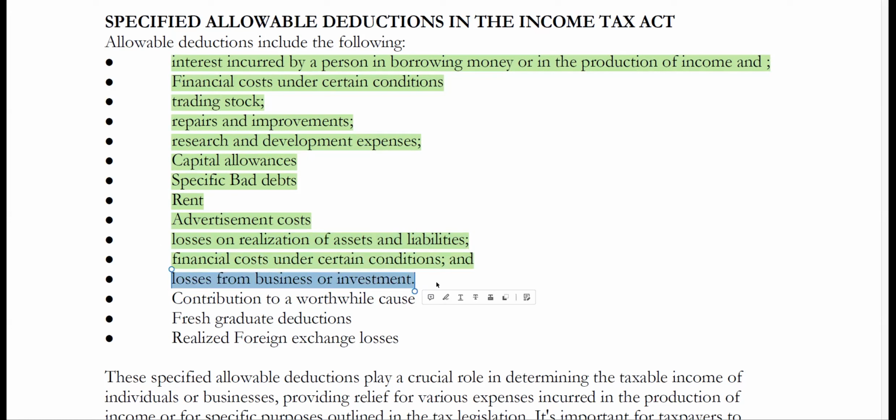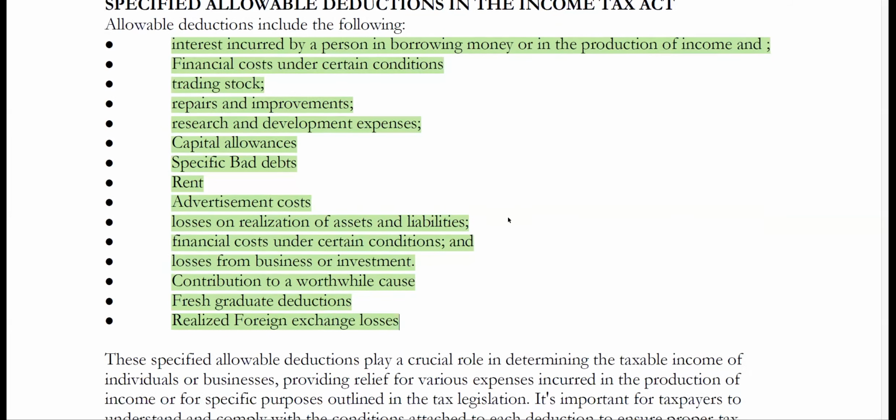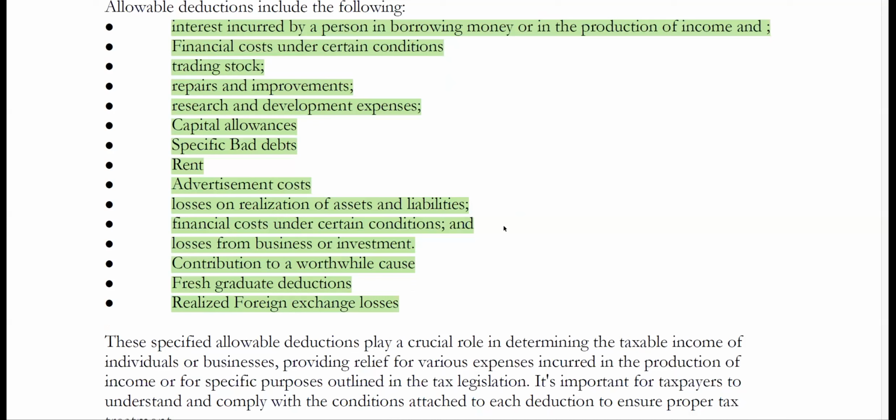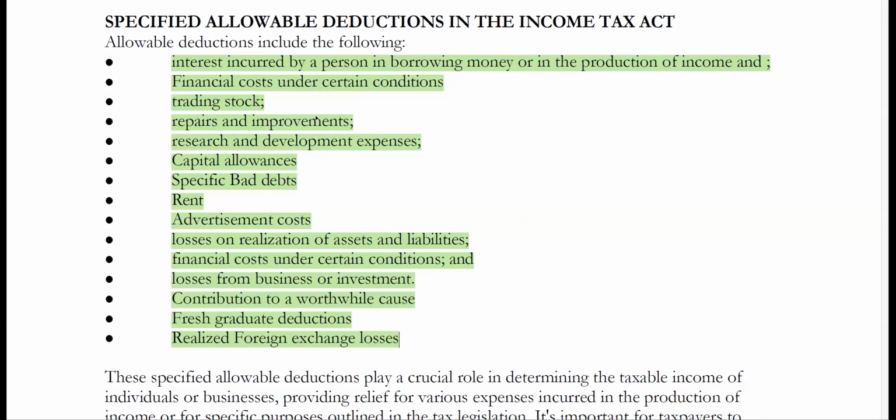Losses from business or investment that can be carried forward. Contributions or donations to a worthwhile cause. Fresh graduate deductions. And finally, realized foreign exchange losses. So if you incur foreign exchange losses, the ones that came with movement of cash, those are allowed by the tax law as a deduction. I hope that is okay. So once we have looked at them, we are going to take them one by one, and I want you to become experts at deducting in taxes. When you know this, trust me, there's no topic relating to personal or corporate tax liabilities that you cannot deal with, okay?